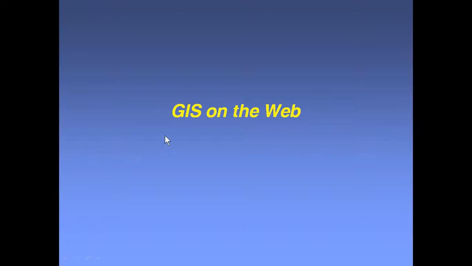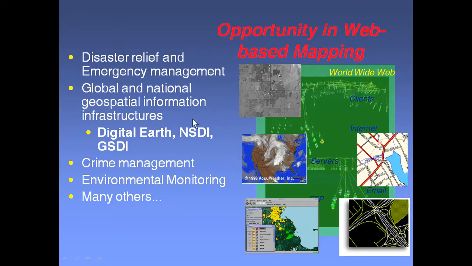Now let us talk about GIS, and that too on the web. Web, we are talking about www, World Wide Web, or you can say internet. So GIS on the web. GIS stands for Geographic Information System. So what are the opportunities which are available in web-based mapping?